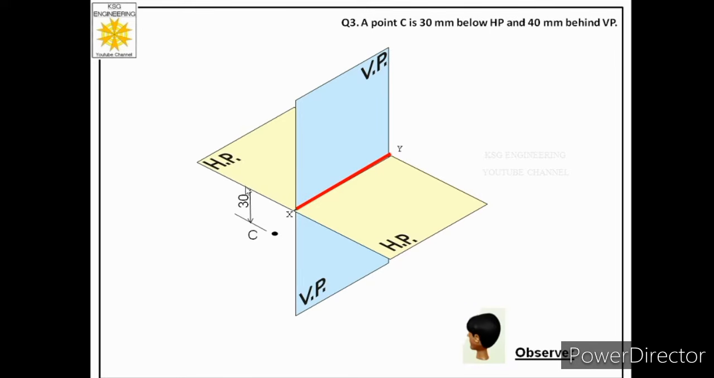So distance from HP is 30 and its distance from vertical plane is 40 millimeters and it is behind VP. Now let us draw its front view.